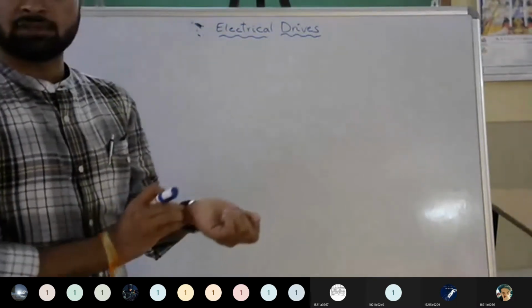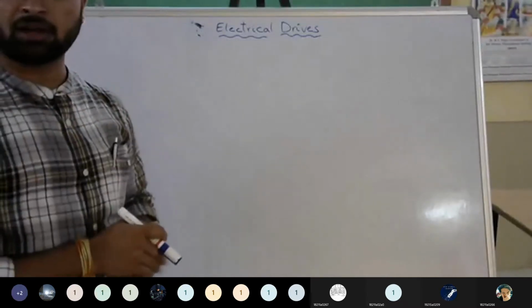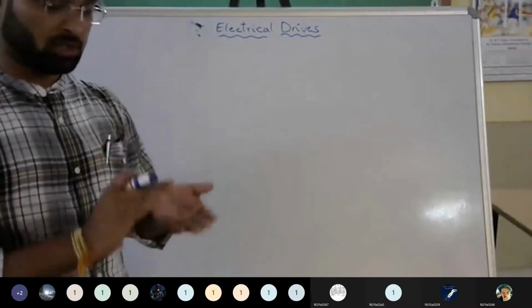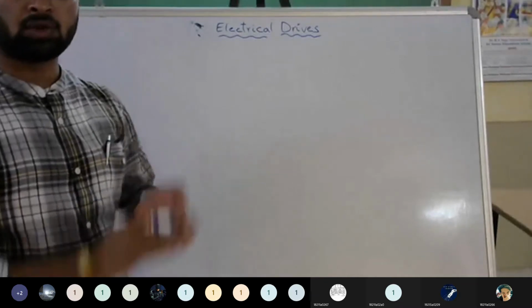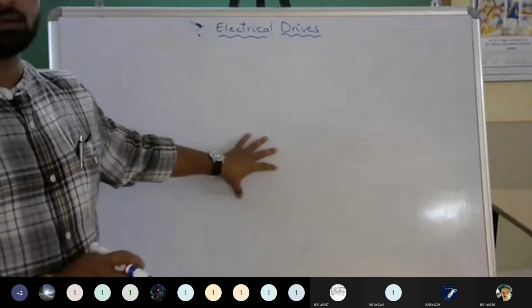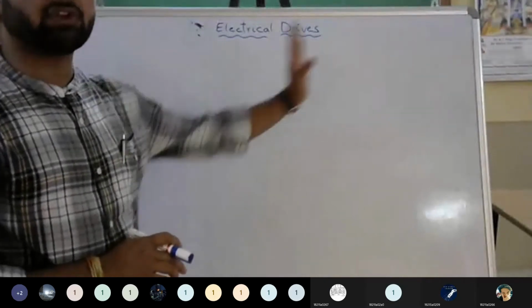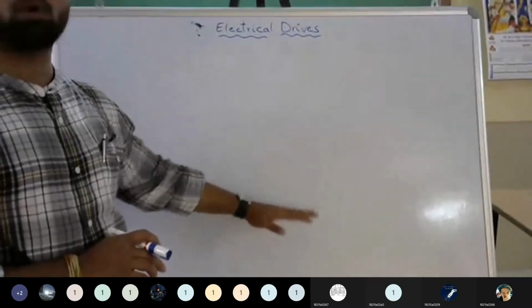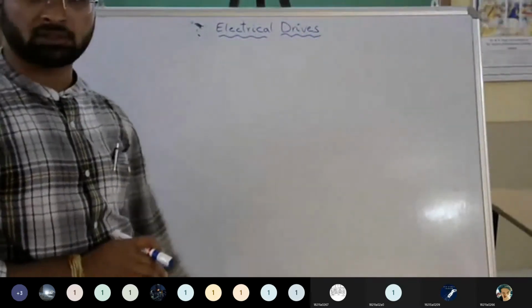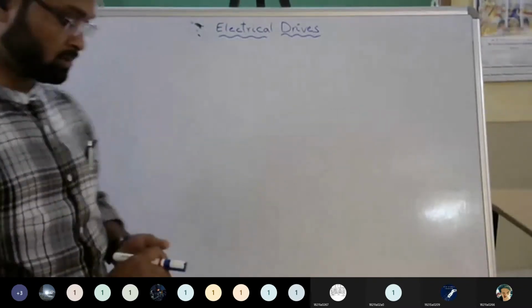So last class we discussed what is electrical drive, what is the definition of electrical drive, and what are the components available in the block diagram of electrical drive. So those are the things we have gone through. Today we will discuss what are the types of electrical drives, how many types are available, and how we classify the electrical drives. Then we will discuss the advantages and disadvantages of electrical drives. If we have time, then we will discuss the next topic.